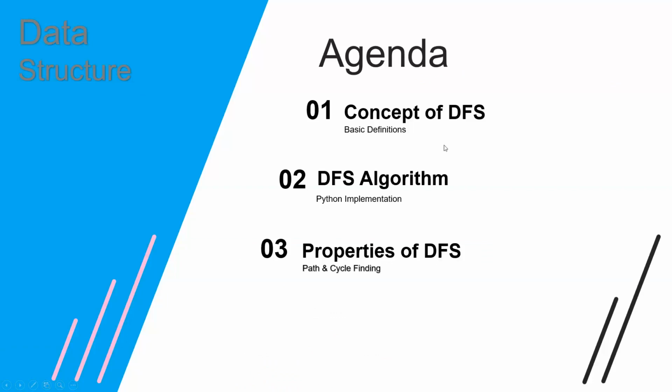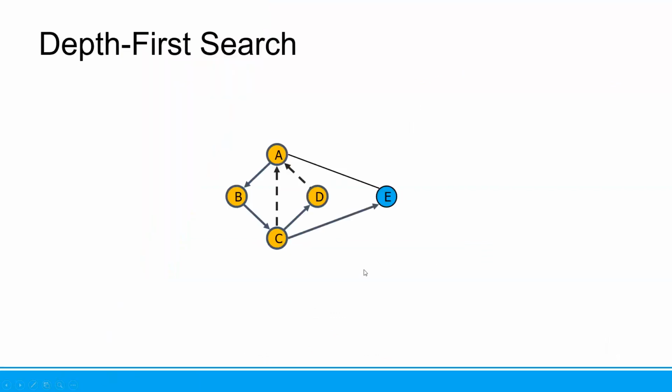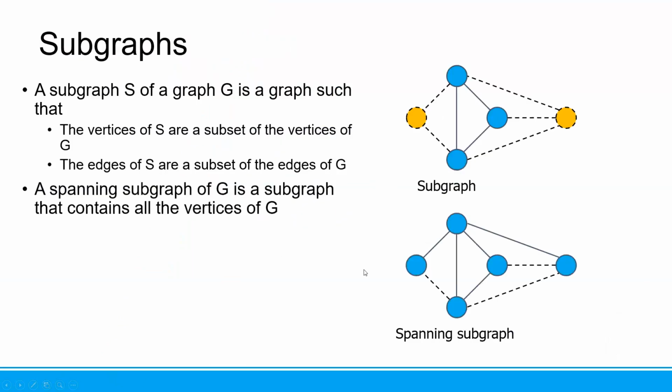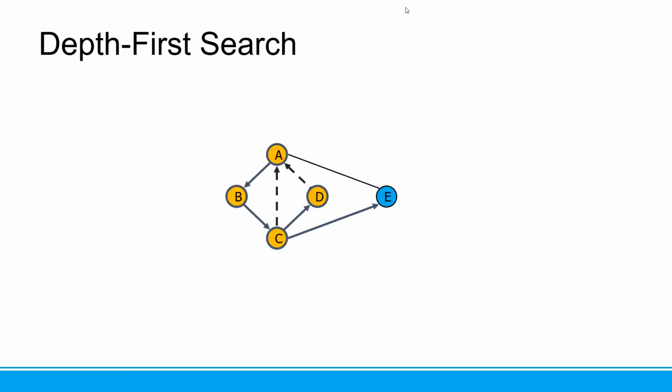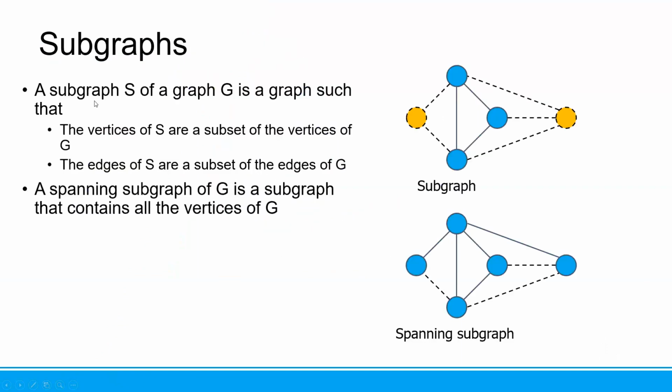We are going to discuss depth first search, or DFS, and how we can understand the step-by-step of the DFS, and then we will look at some properties of the DFS, how we can find the path and how we can find the cycle. So DFS is the depth first search, and we need to understand some key points before we learn about the algorithm.